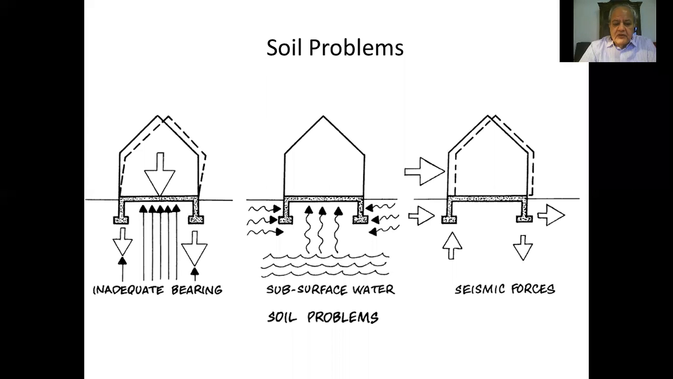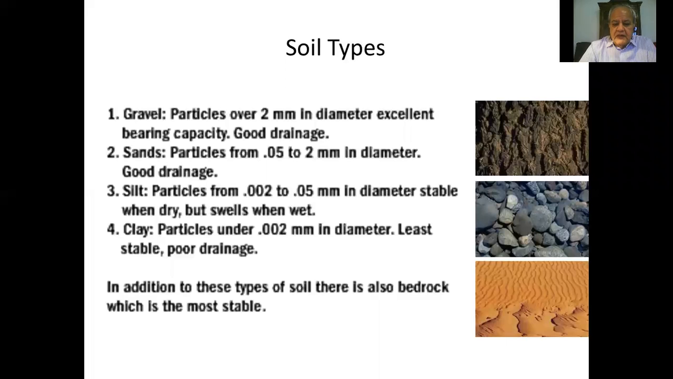So soil reports tell us about the bearing capacity, the subsurface water, the ability of the soil to withstand seismic forces and so forth. And we have four basic types of soil. We have gravel, sand, silt, and clay. Sand is the most uniform and appropriate soil for construction. Gravel are big particles. They have good bearing capacity, but are difficult to deal with.